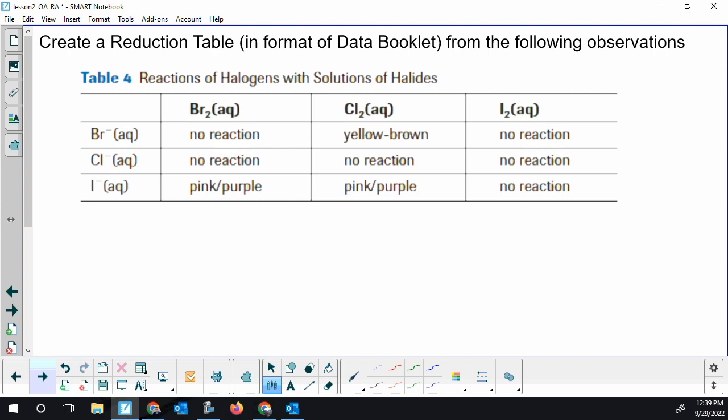We've got 9 experiments here. I'm going to create a reduction table just like your Alberta 2030 data booklet. We've got bromine. When it was added to or mixed with bromide, there was no reaction. So you can maybe just put an X in your table to summarize that. When bromine and chloride were mixed, there was no reaction. But when bromine and iodide were mixed, we did have a reaction. This all tells us something about the OA-RA positioning.